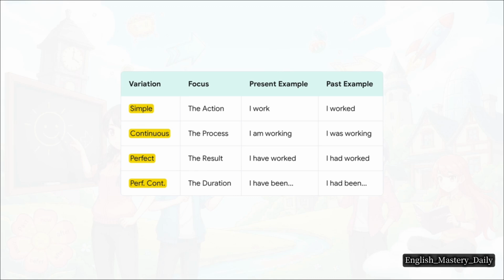You can see how the logic we just talked about, action, process, result, duration, applies across the board. So for instance, I will be working focuses on the process in the future. Seriously, save this, print it out, stick it on your wall, use it. This table is your single best tool for mastering these tenses.